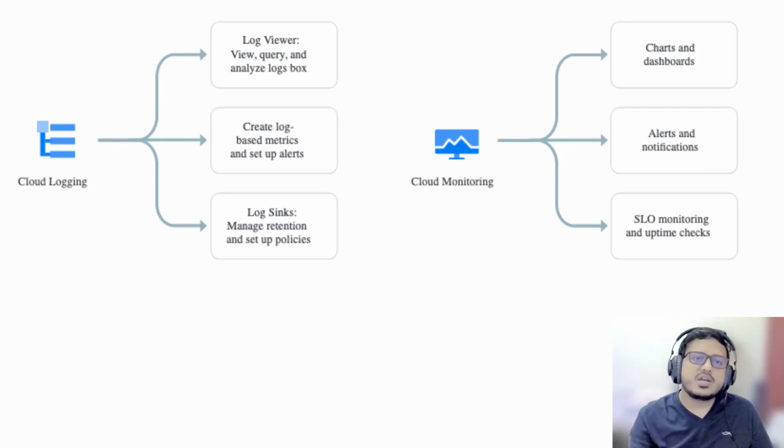And logs are a named collection of logged entries. So log entries record status of events and also include the name of the log. For example, you will have a log like compute.googleapis.com/activity. So this will store the activity of Google APIs lists.